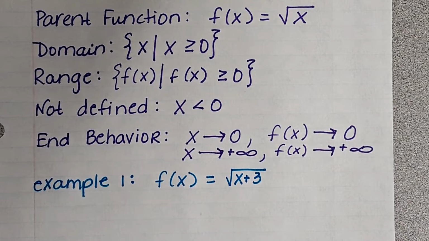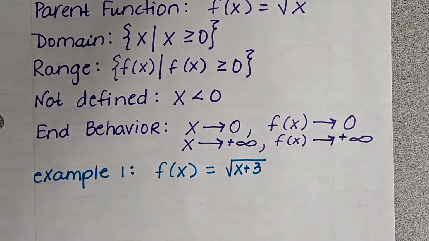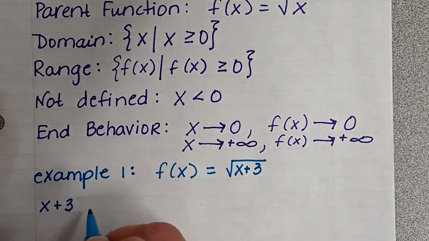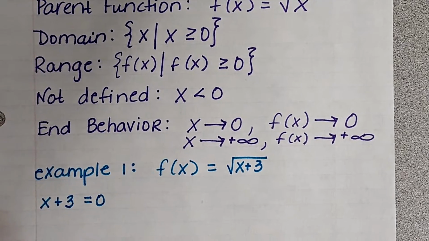So what we have to find out is what x is greater than or equal to. And in order to do this, and this is why we did what we did on the do now, we're going to set what's underneath the square root, only what's underneath the square root, equal to 0. So we're going to put x plus 3 equals 0. And then we're going to solve that.